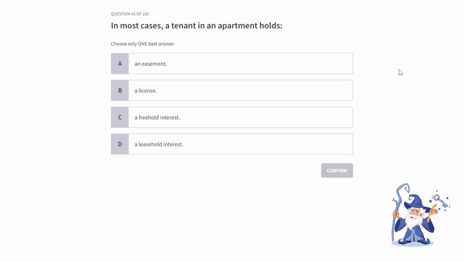45. In most cases, a tenant in an apartment holds, and it gives us 4 options: A, an easement. B, a license. C, a freehold estate. Or D, a leasehold estate. So take some time and think that one over.